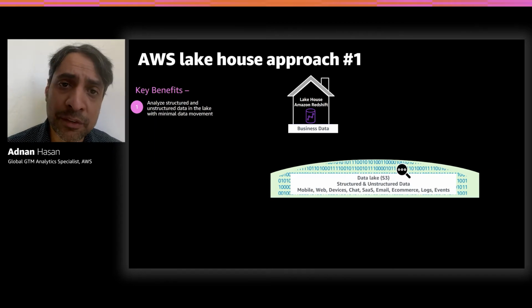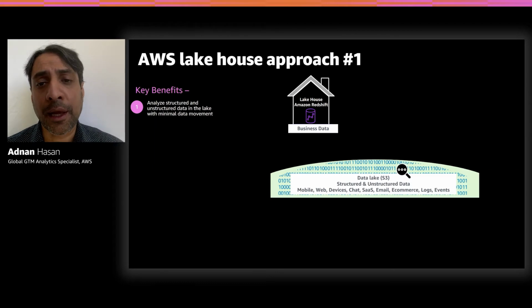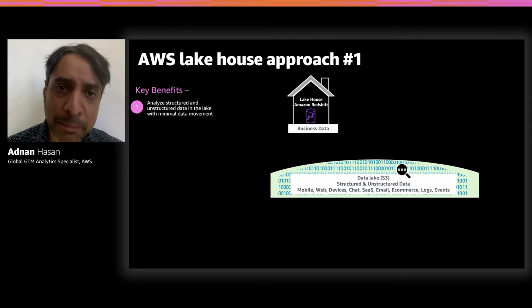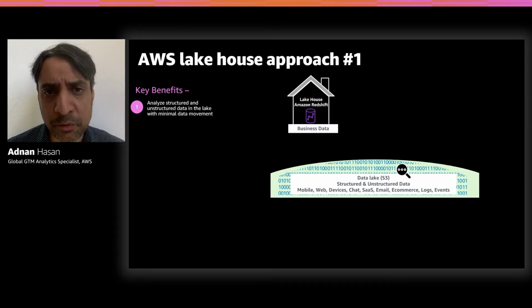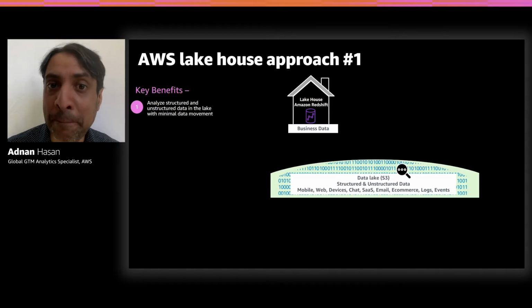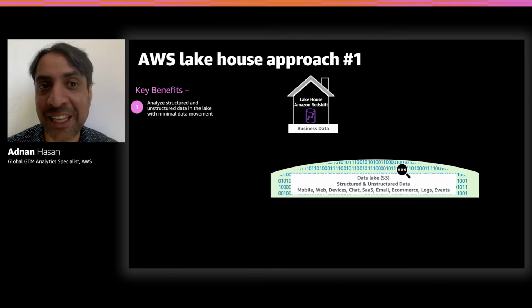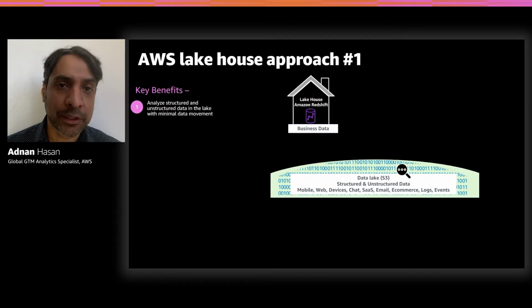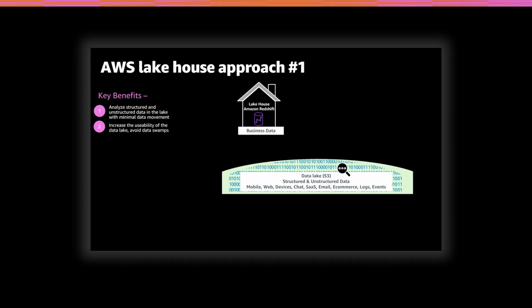So Amazon Redshift allows you to query the business data, which is stored in the data warehouse, and the event data in the lake simultaneously, which makes data movement minimal. And that's how we allow unlimited scalability to capture insights about your data. Let's get into the second benefit.